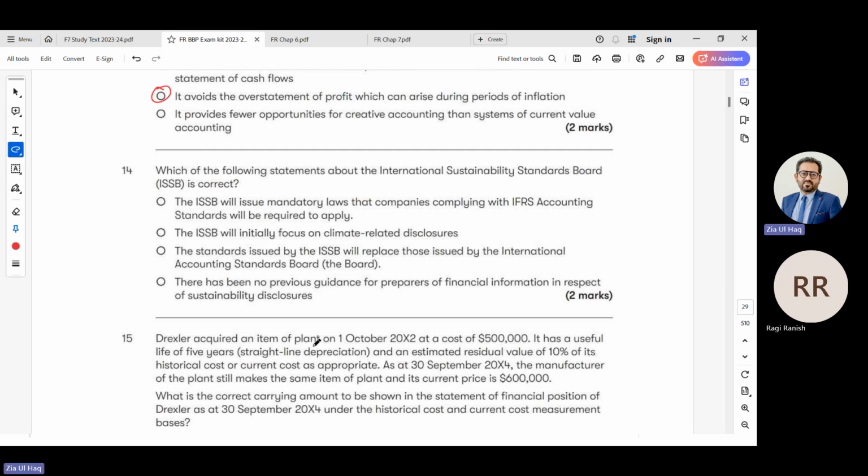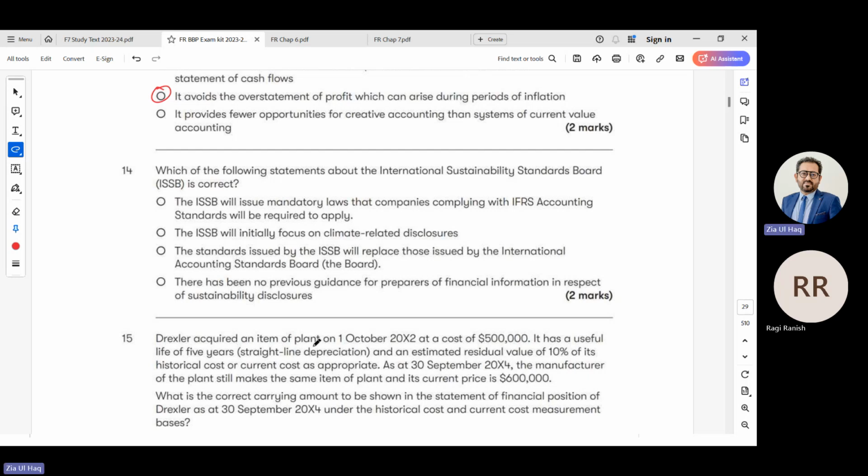What is meant by sustainability? Company should focus on environment, protecting the environment. Company should bear some environmental cost. Company should meet some expenditure to save the environment. The ISSB will issue mandatory laws that companies complying with IFRS will be required to apply. No, for sustainability, you cannot issue mandatory laws. There should be some flexibility.